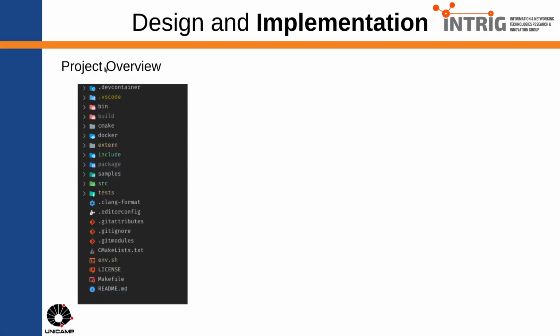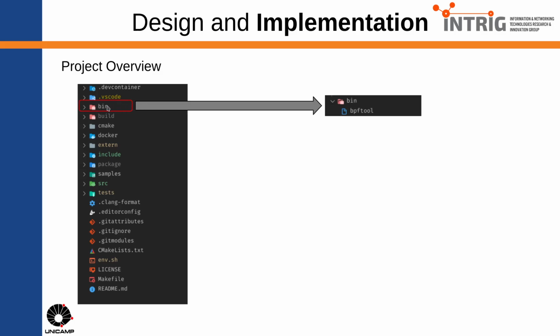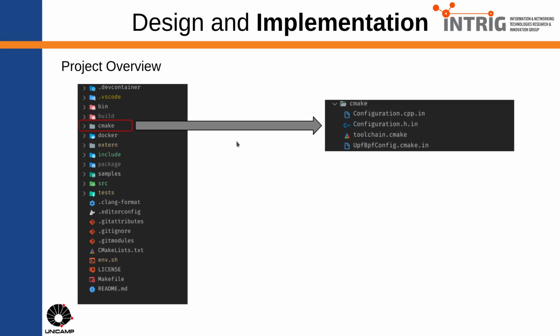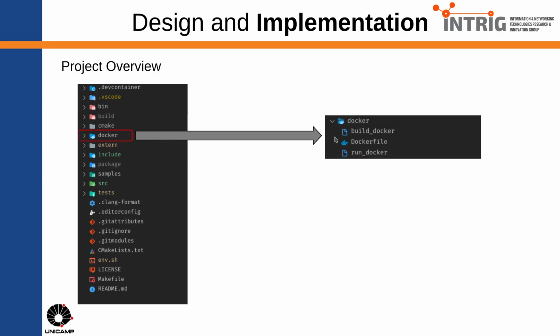So I'm going to show an overview of the structure of the code. Here in the bin folder we have the BPF tool. This tool is used to generate the skeleton that is used in user space based on the eBPF program. So we have the eBPF program, and we use this tool to generate the skeletons. We have some CMake files here, and some Dockerfiles. This Dockerfile is used to generate the development environment. It's important.